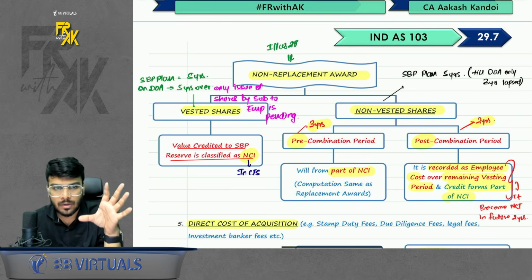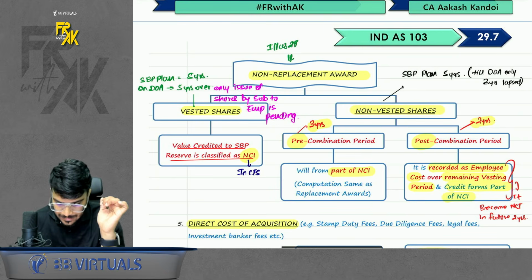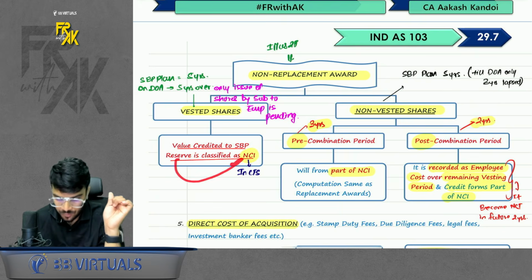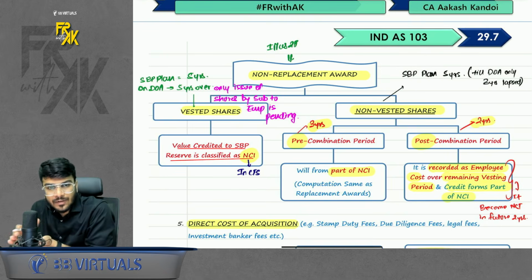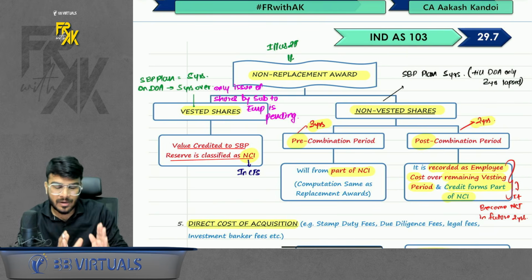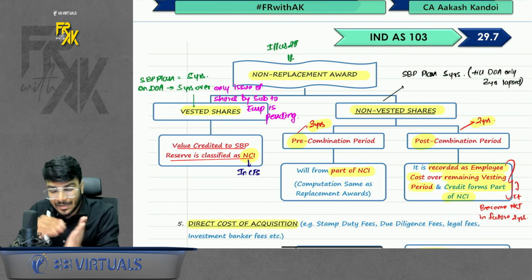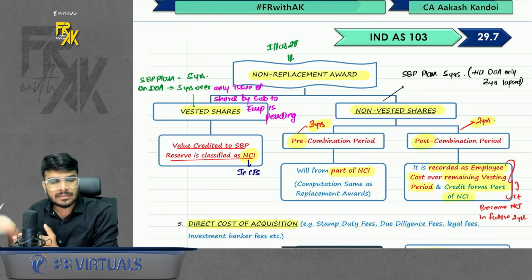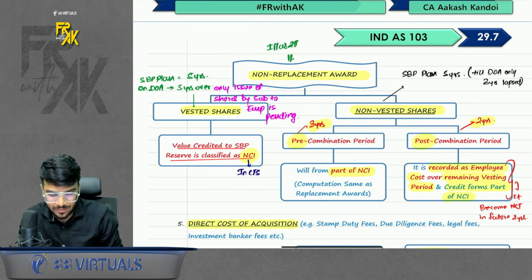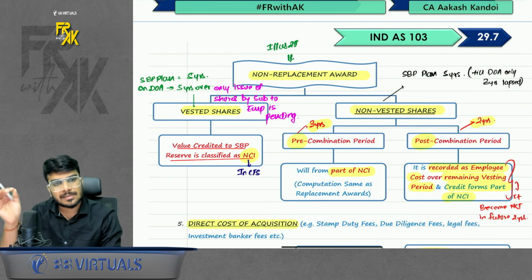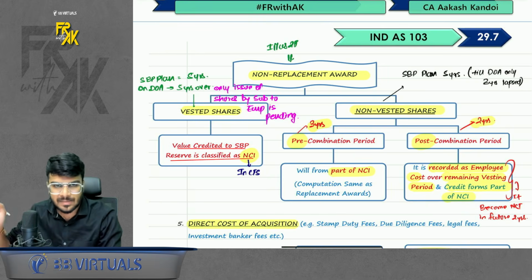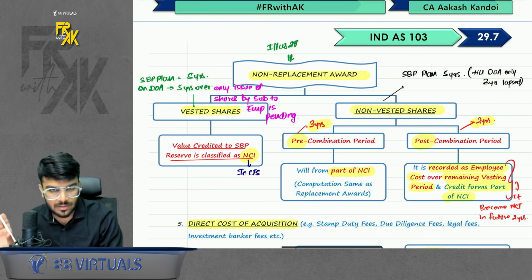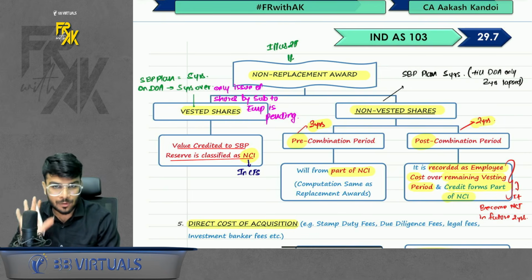So what will be the impact on your CFS? In CFS, this SBP reserve of subsidiary will form part of NCI. Why? Because when subsidiary issues the shares to employees, the stake of other holders will increase. Parent's number of shares will remain the same, but because the subsidiary is giving its shares to employees, the other holders, that is the NCI, will increase. So that is why if there are any vested options, it will form part of NCI from the point of view of CFS till the shares are issued.